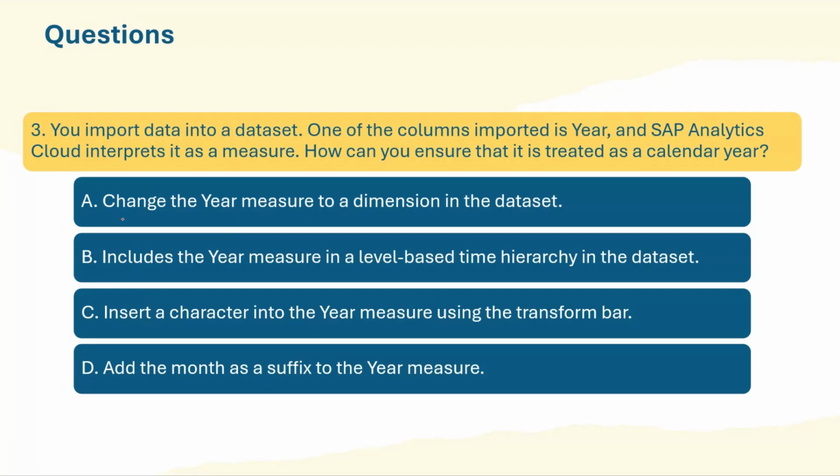You need to change the year measure to a dimension in the dataset. There is an option to change to dimension from the measure list. It will appear in the measure list. You just need to click on the three dots and change to dimension. So this is answer number three.